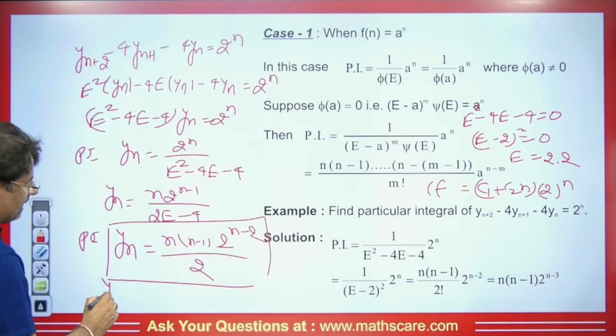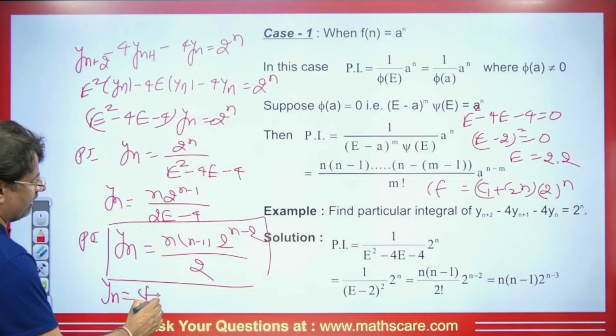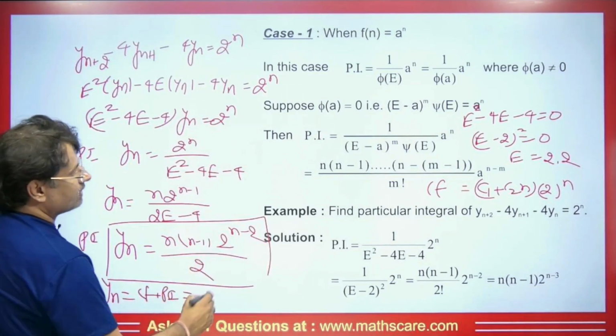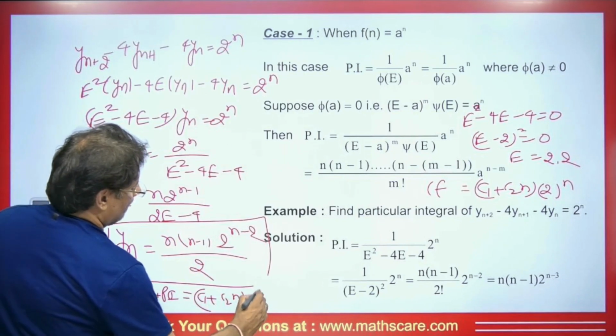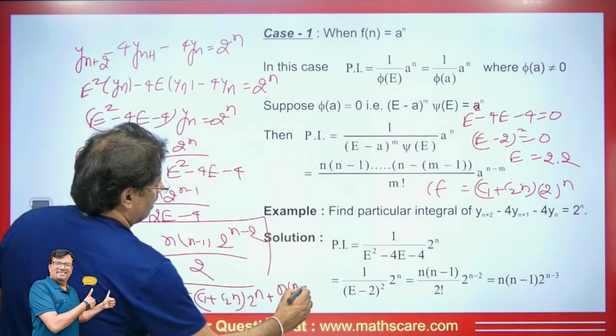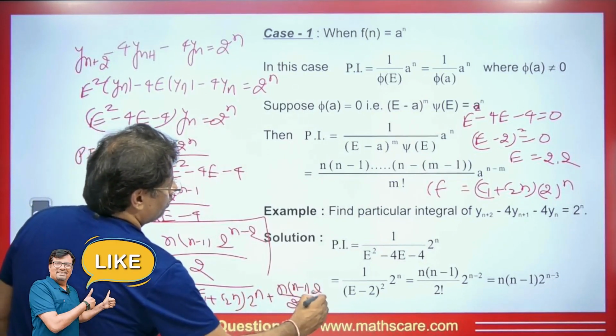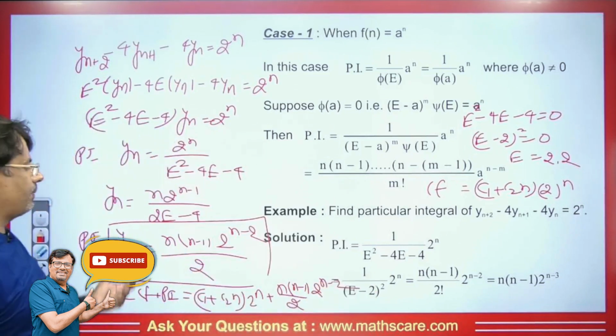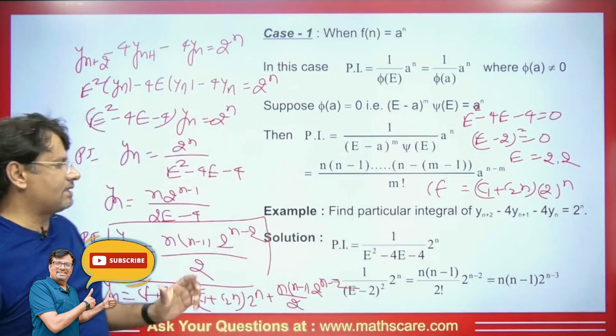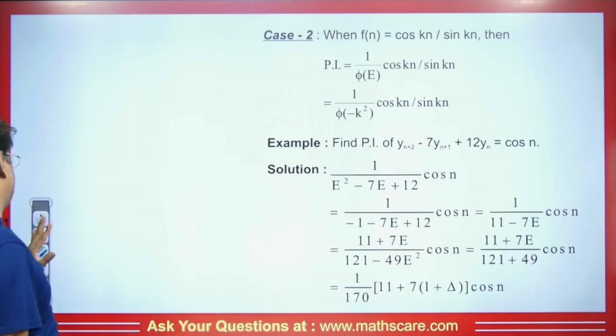So the final answer we have is yn is equal to CF plus PI, right? So what will be our CF? It's C1 plus C2 n, 2 power n, plus n into n minus 1 upon 2, and 2 to the power of n minus 2. So it will be our answer. Right, students? So this here, what is this? It is the particular integral. We do it like this. So let's move to the next concept.